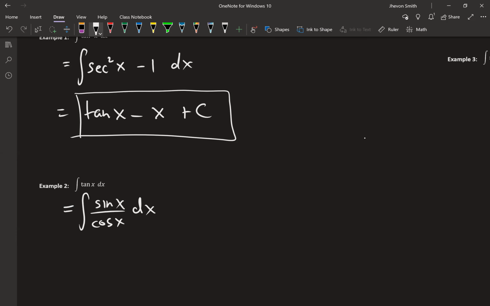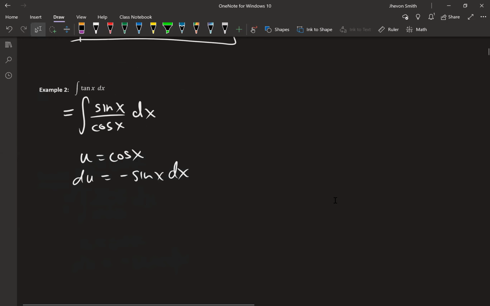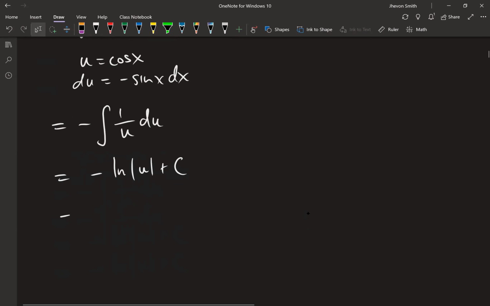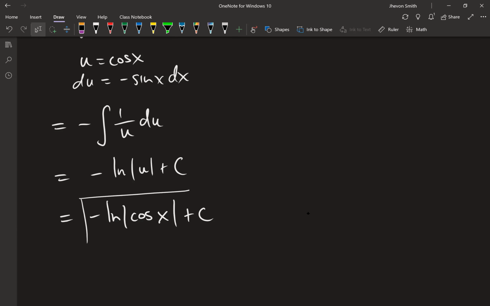And now you can do a substitution. U equals the cosine. Your du is going to be minus sine x dx. And so by doing that, your integral is going to become minus the integral of 1 over u du. And so that's how the ln comes into play. And so we have minus ln of cosine absolute value plus c. That is going to be it.